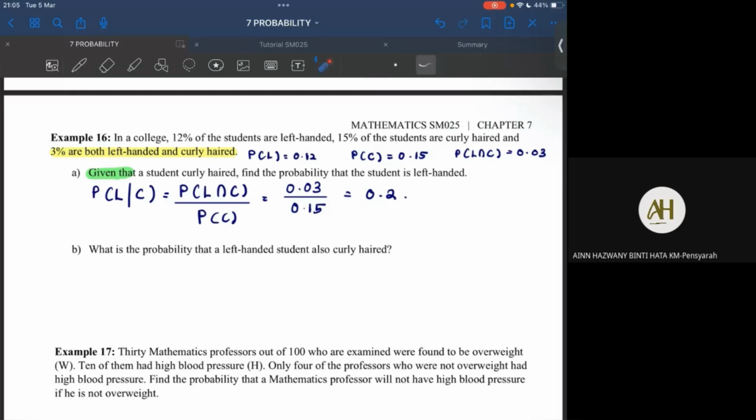Okay, ini nanti kita discuss balik dalam tutorial. Saya lupa pula bom soalan ni. Nanti kita discuss balik soalan B. So that's basically itu ceritanya untuk conditional event kita. Okay, selepas ayat given that mesti duduk dekat belakang. Contoh macam ni, given that a student curly head, maksudnya ini already occurred. It already occurred. So dia pilih curly head dulu, so maksudnya curly head duduk dekat belakang lah.